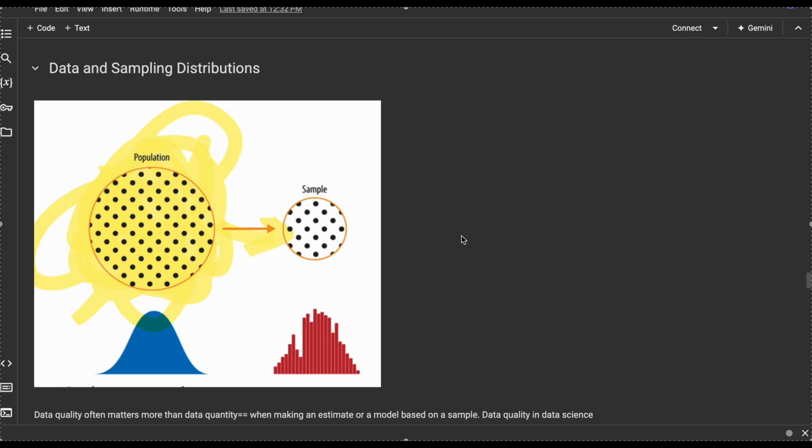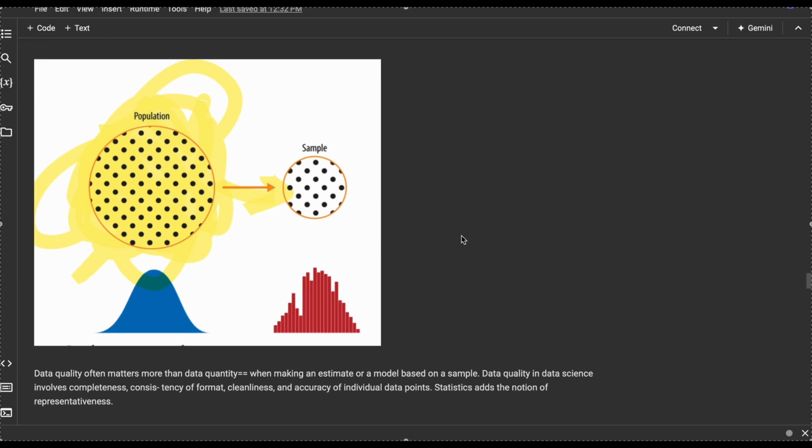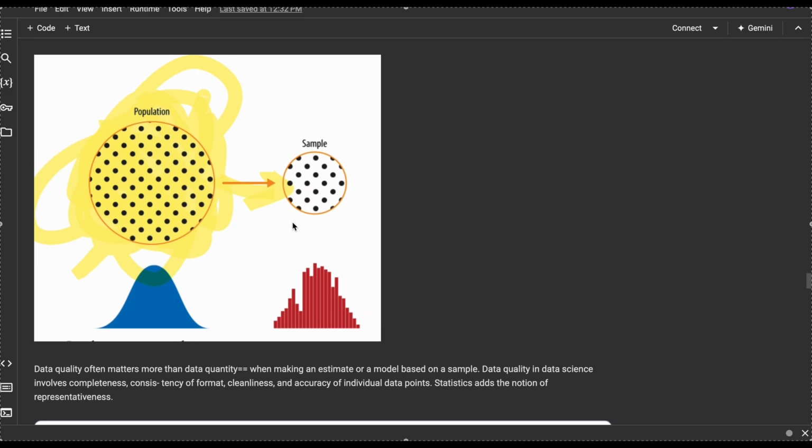For a data analyst, data quality often matters more than data quantity. Higher quality data is essential for accurate models, including factors like completeness, consistency, accuracy, and proper formatting of the data points. Prioritizing data quality leads to better insight and more reliable outcomes. I have shown an example.